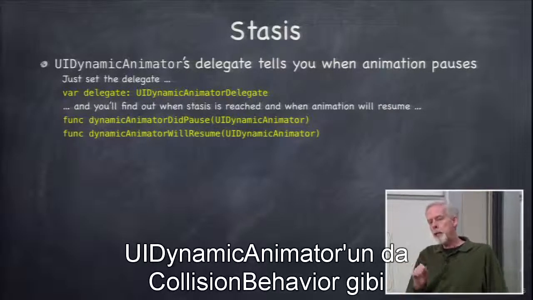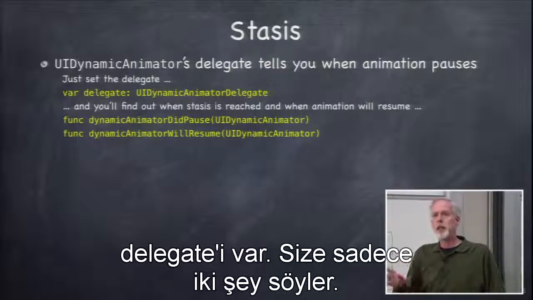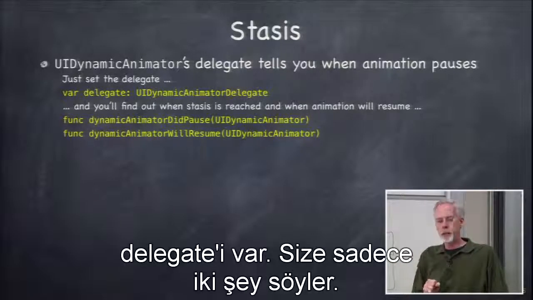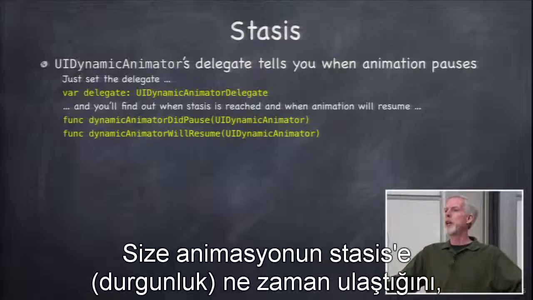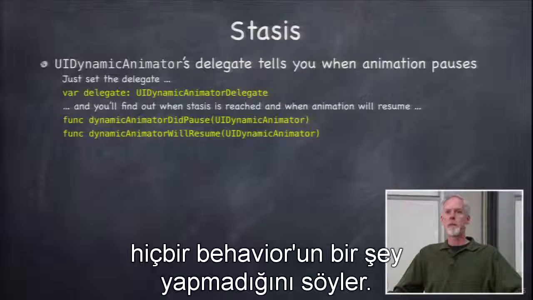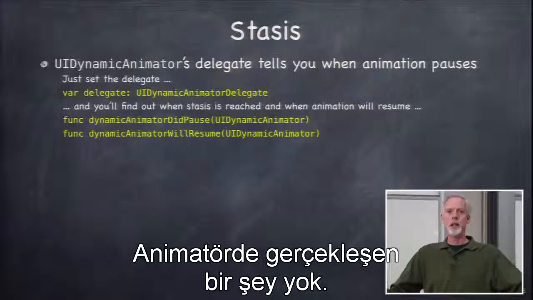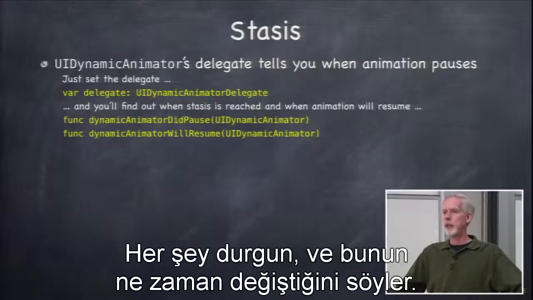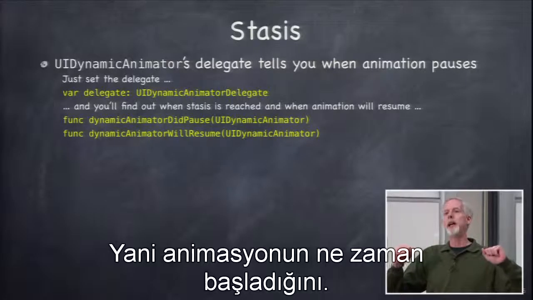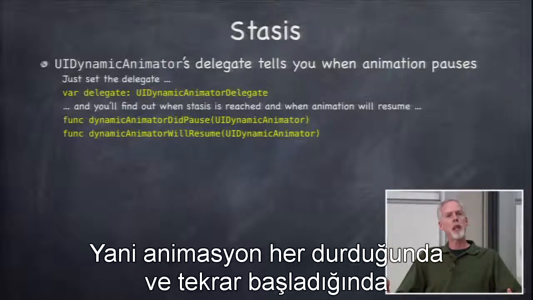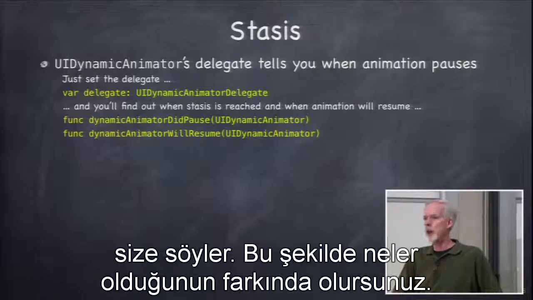The UIDynamicAnimator also has a delegate, just like the collision behavior has a delegate. The animator has a delegate, and it'll tell you only two things. It'll tell you when the animation has reached stasis. In other words, none of the behaviors need to do anything. Nothing is happening in the animator. Everything is still. And then it'll tell you when that's changed, and now things are animating again. So every time it pauses, it'll tell you, and then every time it continues, it'll tell you. So that way you can tell what's going on.